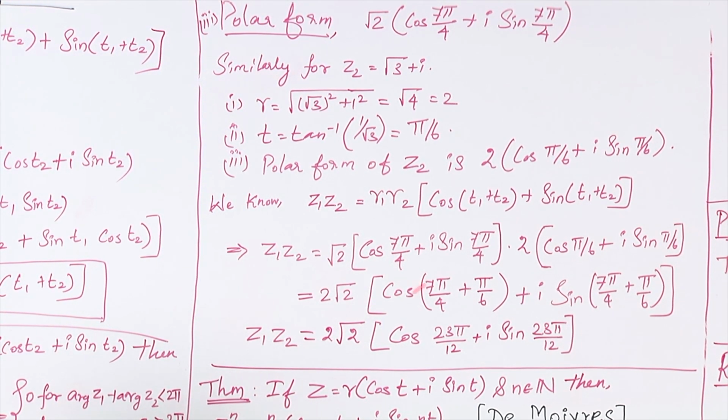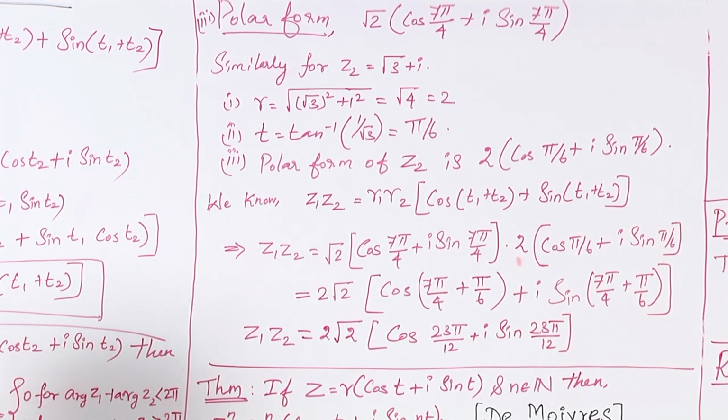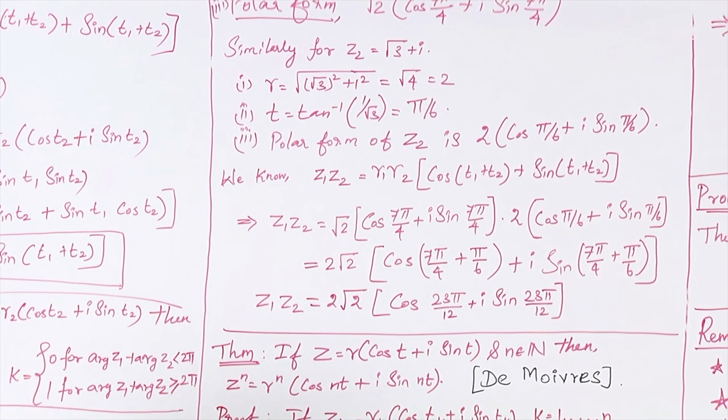After doing a little bit of algebraic calculations, we get Z1 Z2 is equal to 2 root 2 cos 23 pi by 12 plus i sin 23 pi by 12. So, this is a demonstration of the proposition that we just discussed.